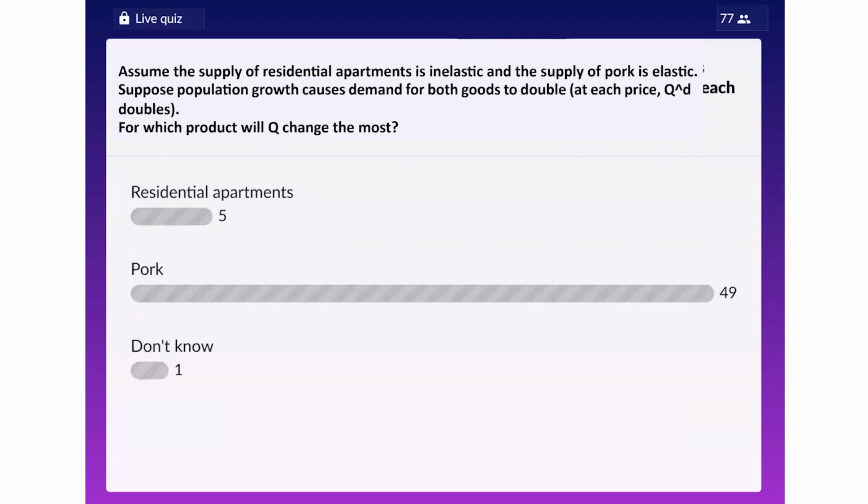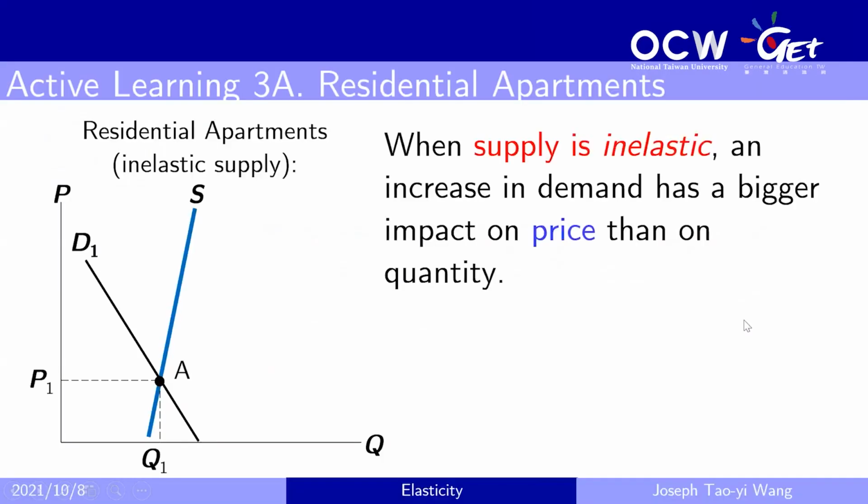Okay, so the majority of you overwhelmingly say pork, and that is the correct answer. So when supply is inelastic, the increase in demand would have a bigger impact on prices than on quantity.